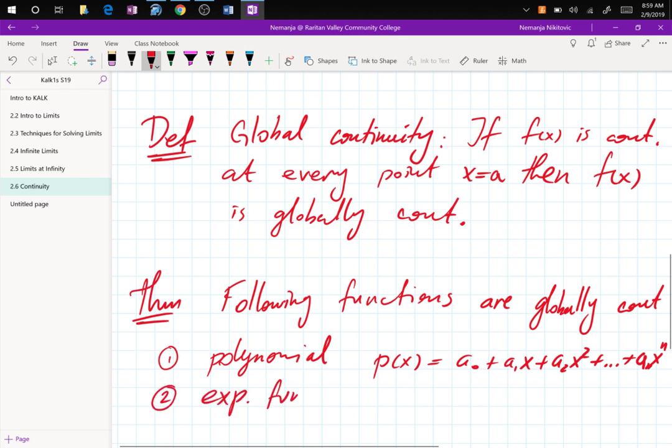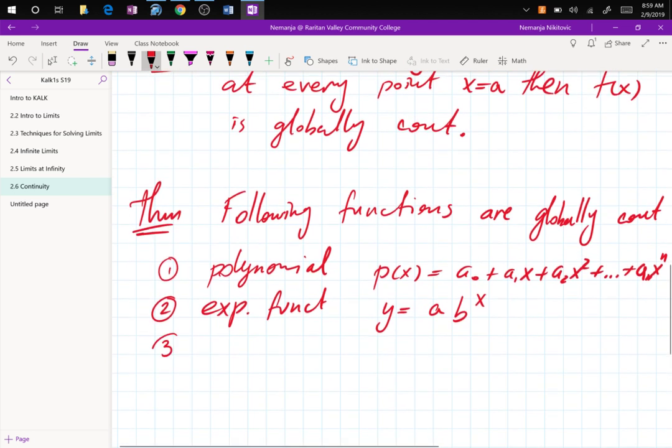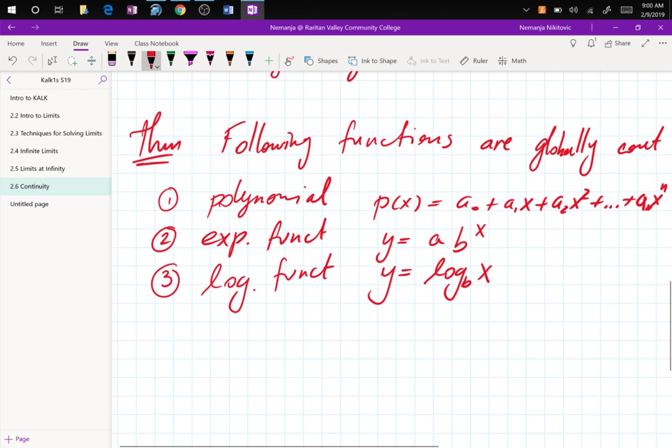Number 2, exponential function, y equals a times b to the x. Number 3, logarithmic function, y equals log base b of x. Number 4, sine x and cosine x.